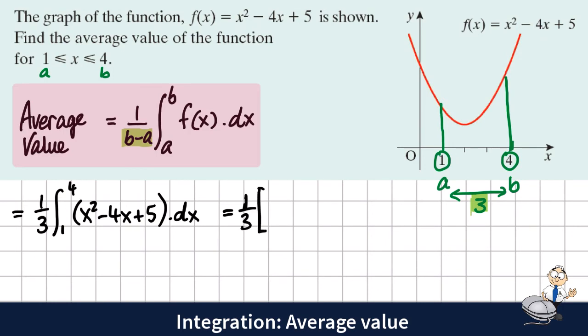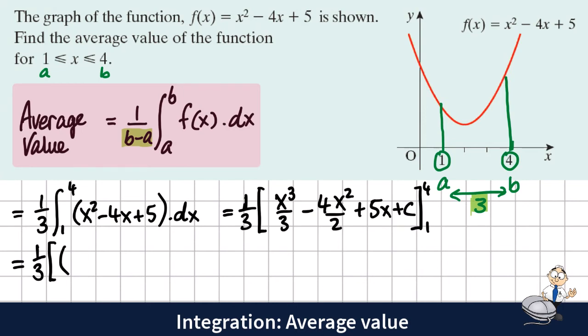When we integrate it, we increase the power by 1 and divide by the new power. So it becomes x cubed divided by 3 minus 4x squared divided by 2 plus 5x plus c, the constant of integration. And we're going to evaluate this for the input 4, take away the input 1. Because this is a definite integral, the constant of integration will be eliminated.